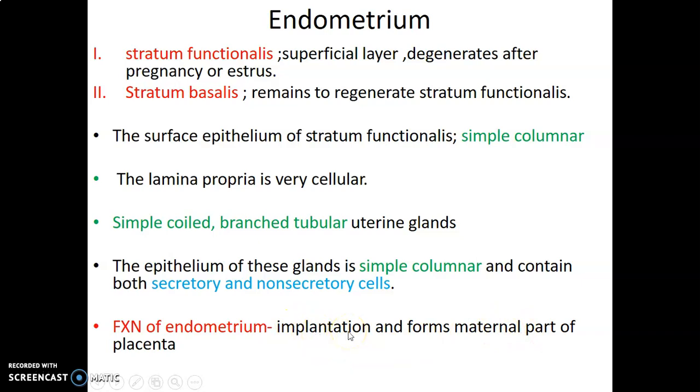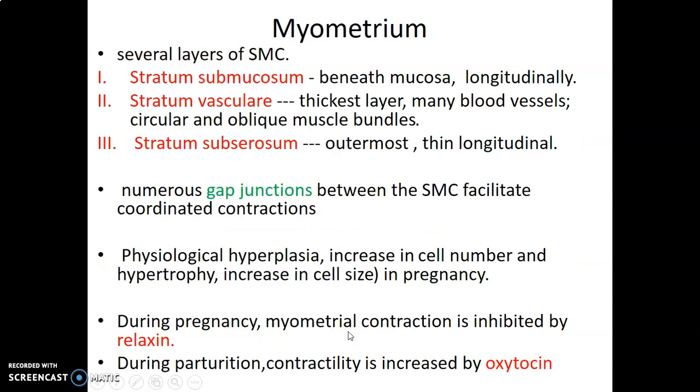Myometrium is divided into 3 layers. Remember, it's formed by smooth muscle cells. You have the stratum submucosum, the part of myometrium that's beneath the mucosa, and stratum vasculosum, which is the thickest layer of myometrium, and vasculosum because it contains many blood vessels. And stratum subserosum is the outermost. Now, the smooth muscle cells in the stratum submucosum are longitudinally arranged, and in the stratum vasculosum they are circular and obliquely arranged, while in stratum subserosum, the smooth muscle cells are in thin longitudinal bundles.